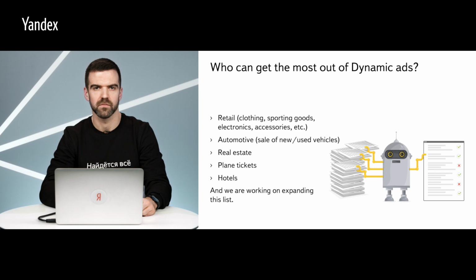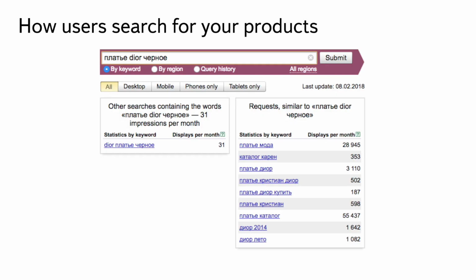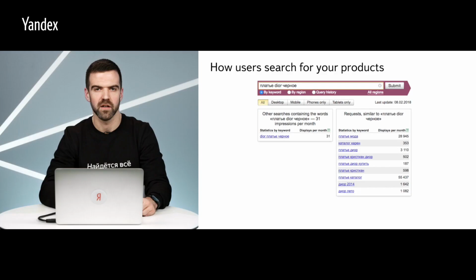The next thing I want to discuss is important for all your campaigns, not just dynamic ads. If you want to improve the effectiveness of your campaigns, you have to pay attention to how users search for your products. WordStat can help you in this regard, and you might be surprised in what different ways different users search for the same products. Let's take clothing as an example. Users can type in a search query like black Dior dress. If your products have names that resemble such search queries, creating dynamic ad campaigns is definitely a good idea.